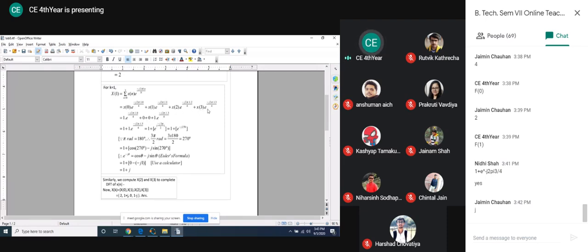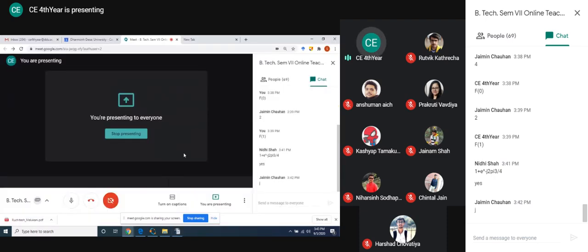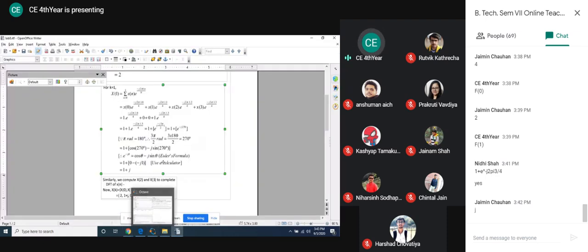And the next term is 1 plus e raised to minus j 3 pi by 2. This is how it will result, and you know that e raised to j 3 pi by 2 is going to result into j. That's why it is 1 plus j. So finally, what you are going to remember is my answer: 2 comma 1 plus j, 0, 1 minus j.